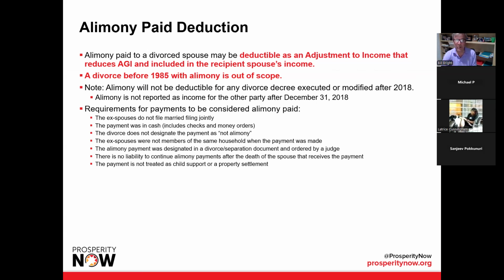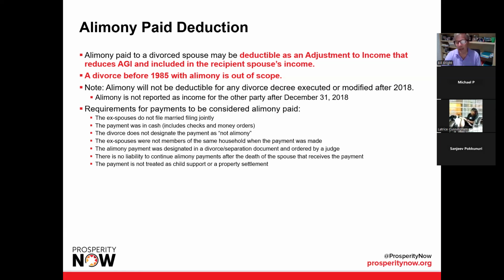For it to be considered alimony paid, the ex-spouses don't file jointly. The payment was in cash, which could be checks. If the divorce decree indicates certain payments to the spouse as non-alimony, then you can't include that. Ex-spouses were not members of the same household when the payments were made, et cetera. This is all pretty basic stuff. And of course, big thing, no child support.